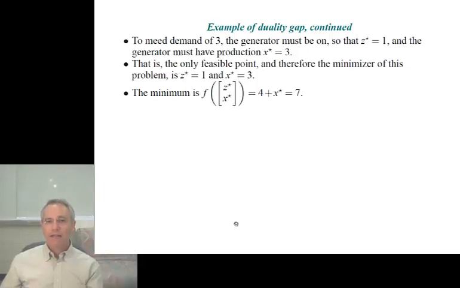To meet a demand of 3, the generator has to be on. So we know that z star has to be 1. Z star is the optimizer of the problem. I'll use z star for the optimizer of the problem. Furthermore, the production has to match demand. So x star has to equal 0, has to equal 3. So the only feasible point, and that has to be the minimizer of the problem, is z star equal 1, x star equal 3. For that value, the minimum is 4 plus x star, or 7.